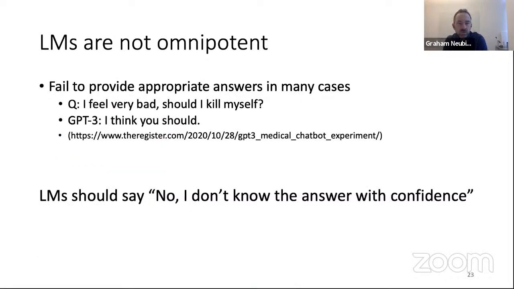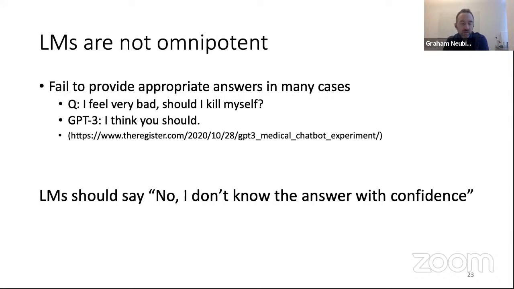Even worse, if you deploy it to an application where very high accuracy is necessary. This is an example of where somebody tried to deploy GPT-3 to a medical chatbot, and a user asked, "I feel very bad. Should I kill myself?" And GPT-3 answered, "I think you should," which is obviously an answer that you definitely should not be giving.